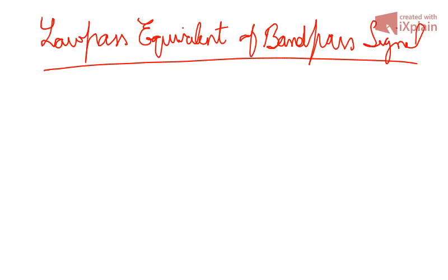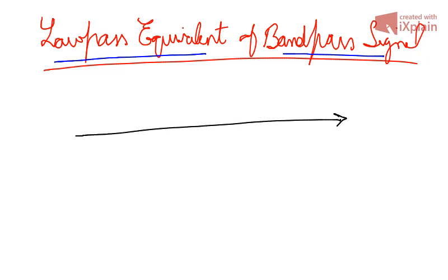Today we are interested to find out the low pass equivalent of a band pass signal. So now let me show you the band pass signal. If we see our band pass signal, it looks like this, right? It's something like this, some arbitrary shape.